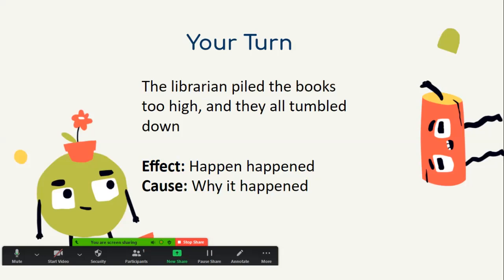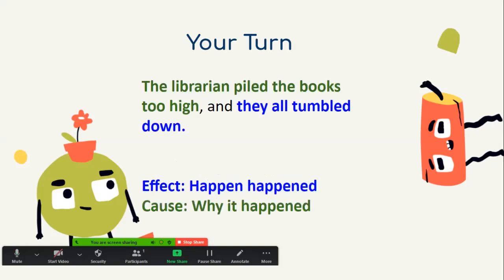Welcome back. Let's see if your answer matches mine. What happened? Well, the books tumbled down. Why did it happen? Because the librarian piled the books too high. That was the cause.